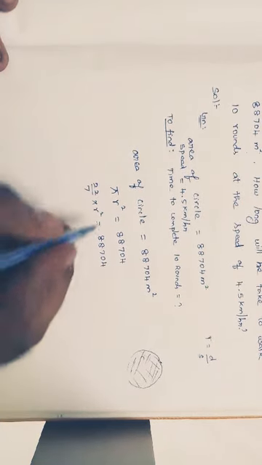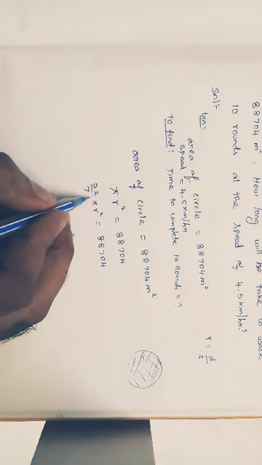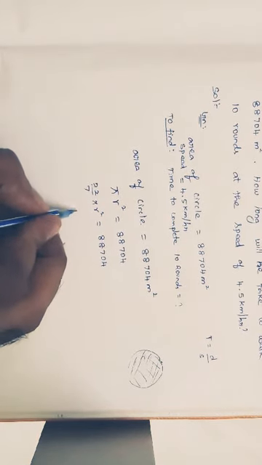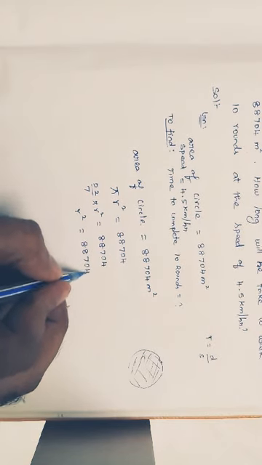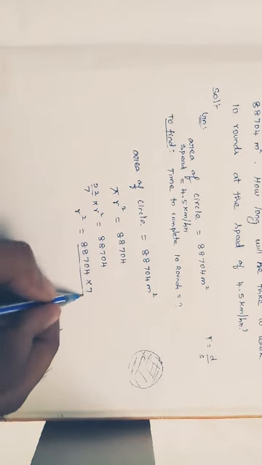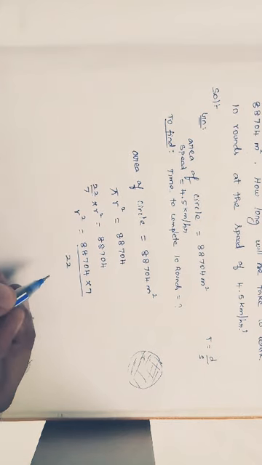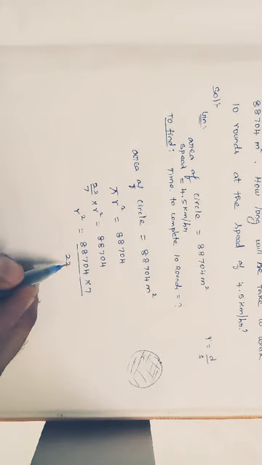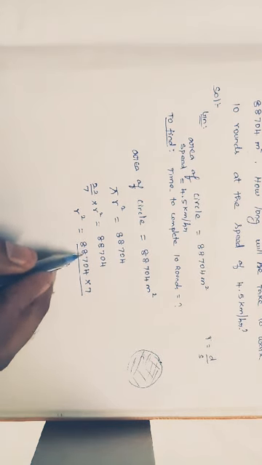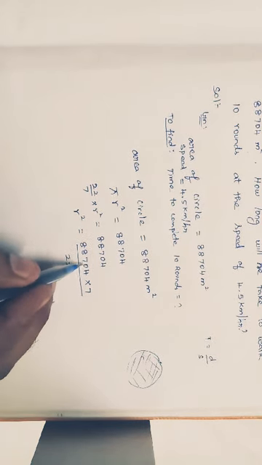88,704. Keep the r square in the LHS. Take the 22 by 7 to the RHS. Then it will become what? r square is equal to 88,704 into 7 divided by 22. Right? Divided by 22, we can cancel it. Surely the 22 will divide this 88,704.